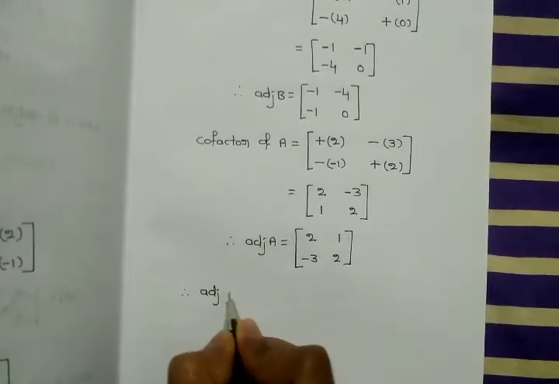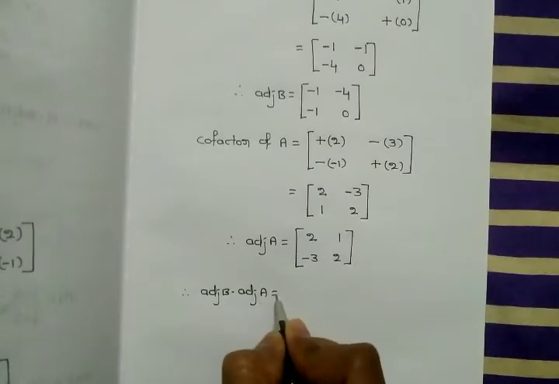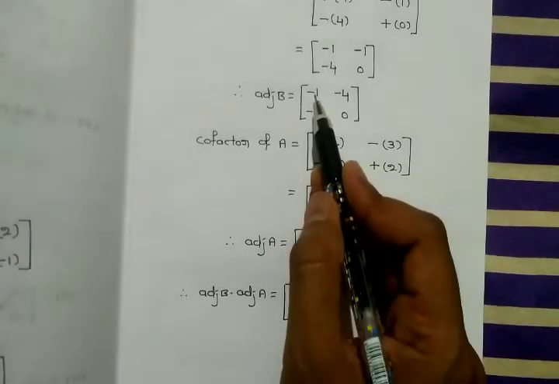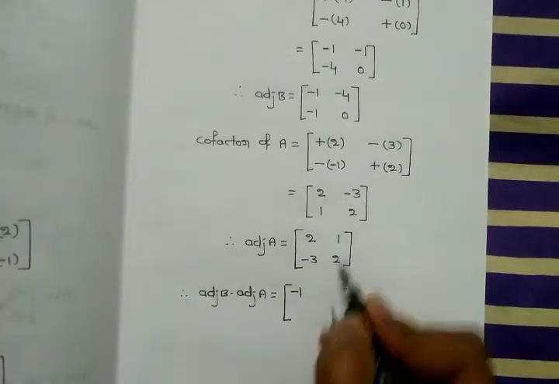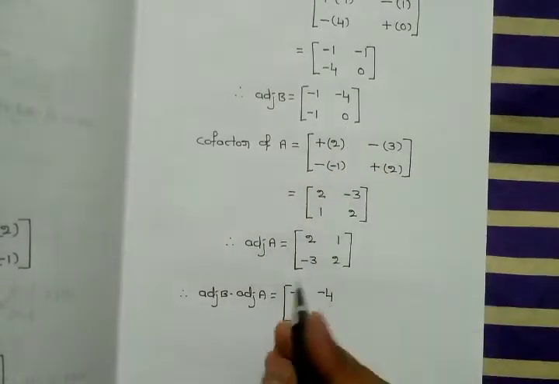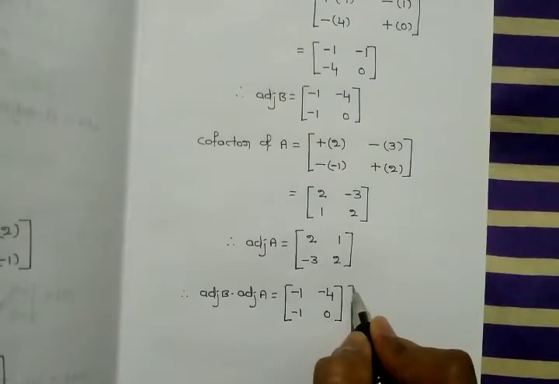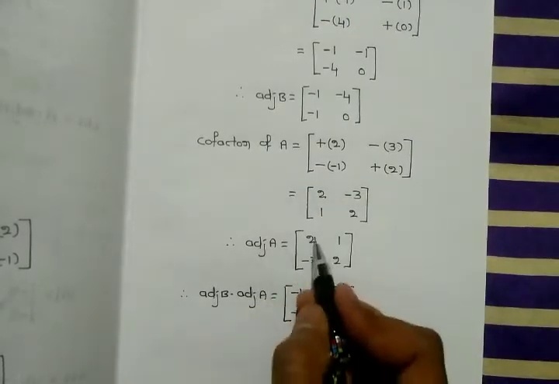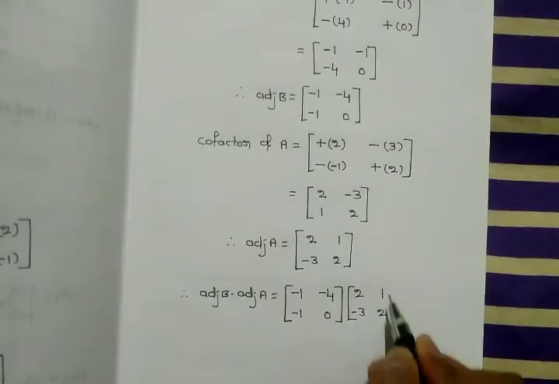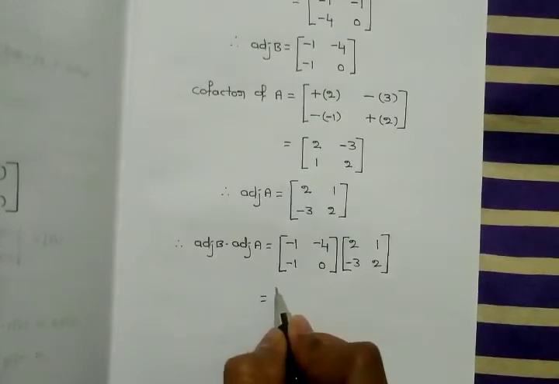Therefore, adjoint of B into adjoint of A is equal to, first, adjoint of B. What is adjoint of B here? -1, -4. Second row -1, 0. So into adjoint of A. Adjoint of A is 2, 1, -3, 2. Now apply the multiplication rule.